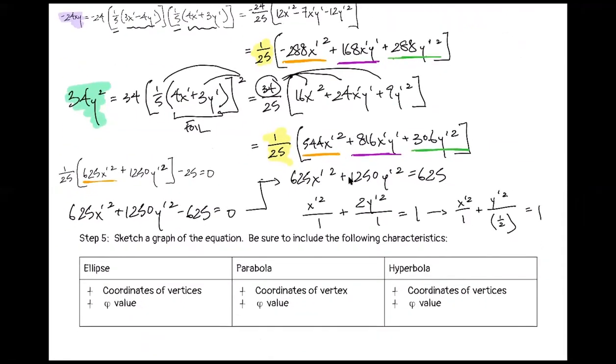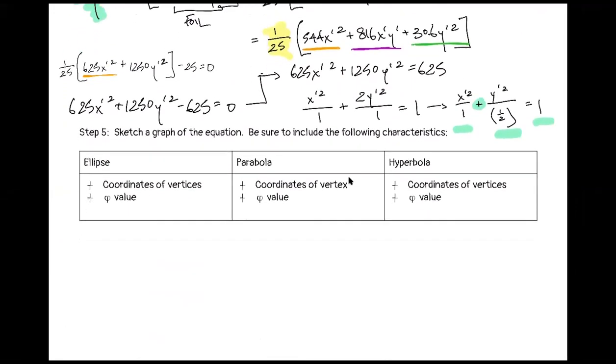Now, at the very beginning of this problem, we predicted, based on the discriminant, that this was going to be an ellipse that had been rotated a certain amount of degrees. And here we see we have that same form of the equation. We have an x prime squared, a y prime squared, they're added together, and it equals 1. Okay, so we have an ellipse here.